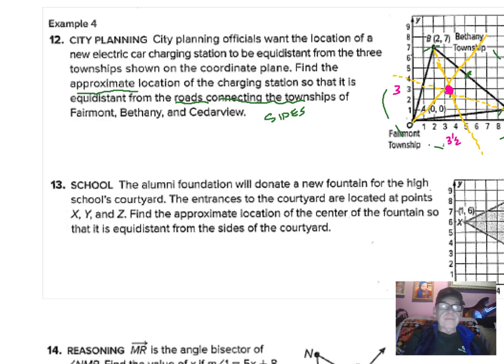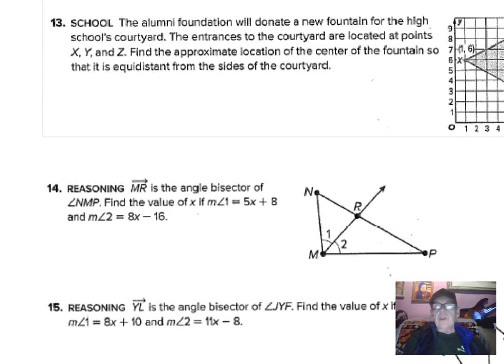Okay, let's look at number 13. The Alumni Foundation is going to donate a new fountain for the high school's courtyard. The entrances are located at X, Y, and Z. So these are the entrances to the triangular courtyard. They want the center of the fountain to be equidistant from the sides. So again, this is an angle bisector problem, and we want to find the angle bisectors' point of concurrency.